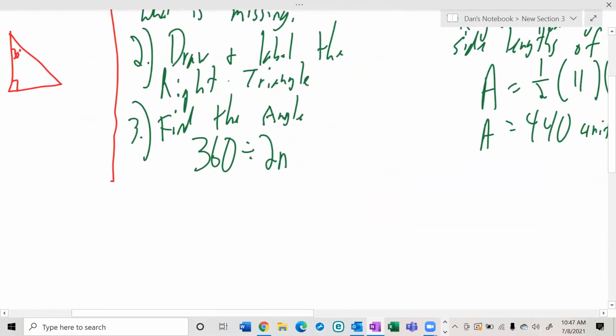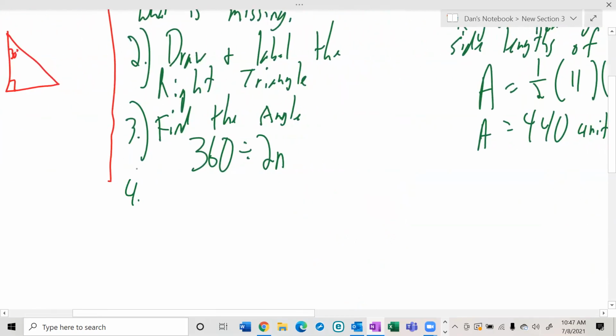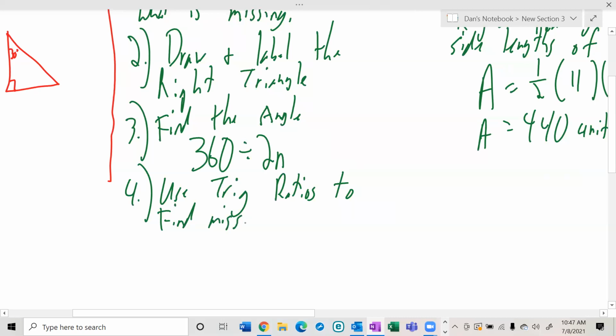Oh, I forgot to keep doing the steps. Step 4: use trig ratios to find missing pieces. And then step 5, solve it out.